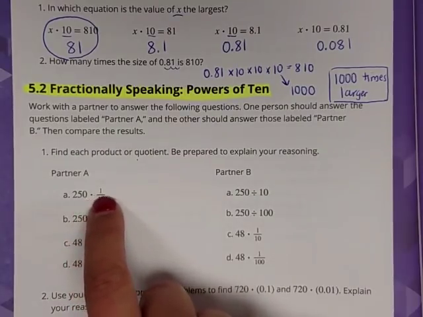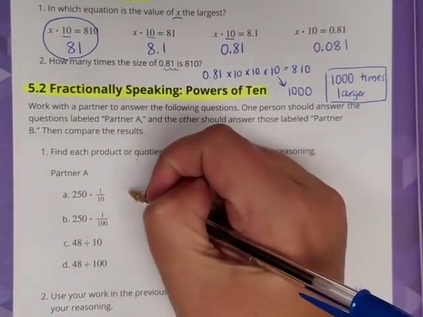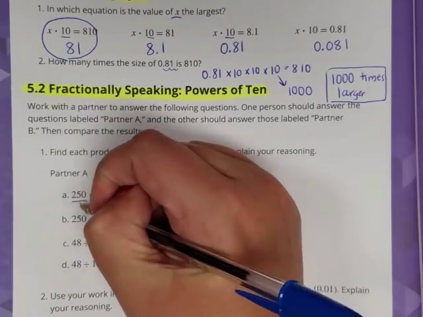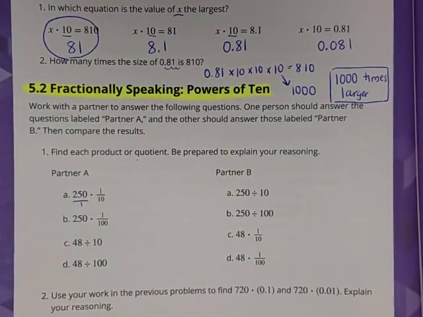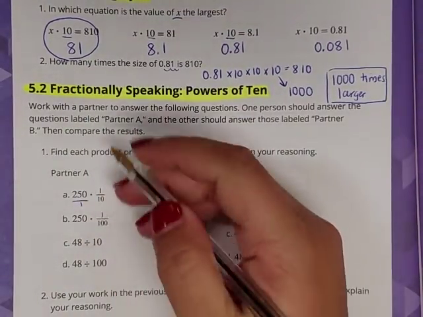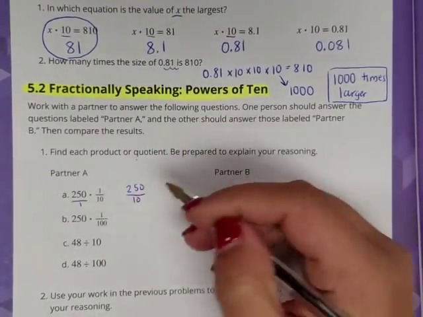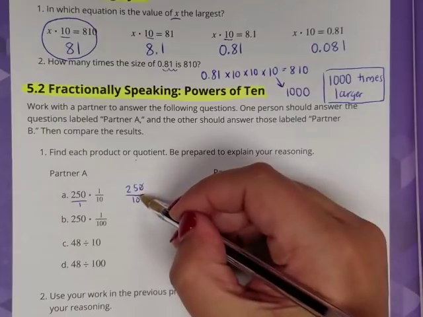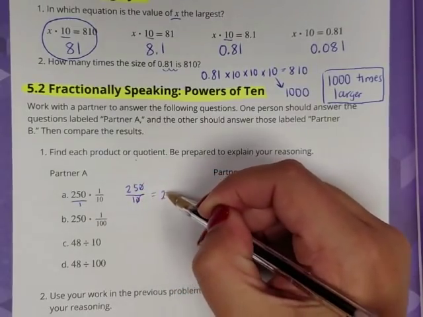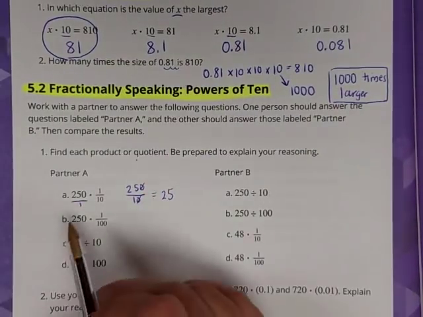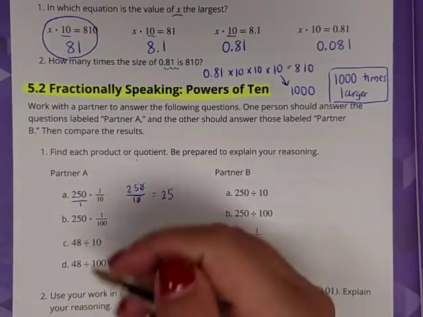So 250 times 1/10. So 250, I'm going to put this over 1 and use my fraction information from last unit. So it's 250 over 10. So really that's 250 divided by 10. And I'm just going to take off those zeros and I get 25. So 250 now becomes 25.